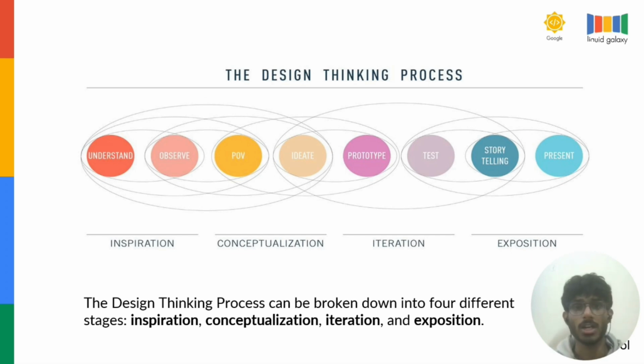Stage 4, exposition, presenting and implementing the final solution. The final step is to present, communicate, and launch the solution. This is where we refine the design, gain stakeholder approval, and ensure successful adoption. Why do these four stages matter? By following this structured approach, we ensure that we are not just building something that looks cool, but actually creating a solution that makes a difference.